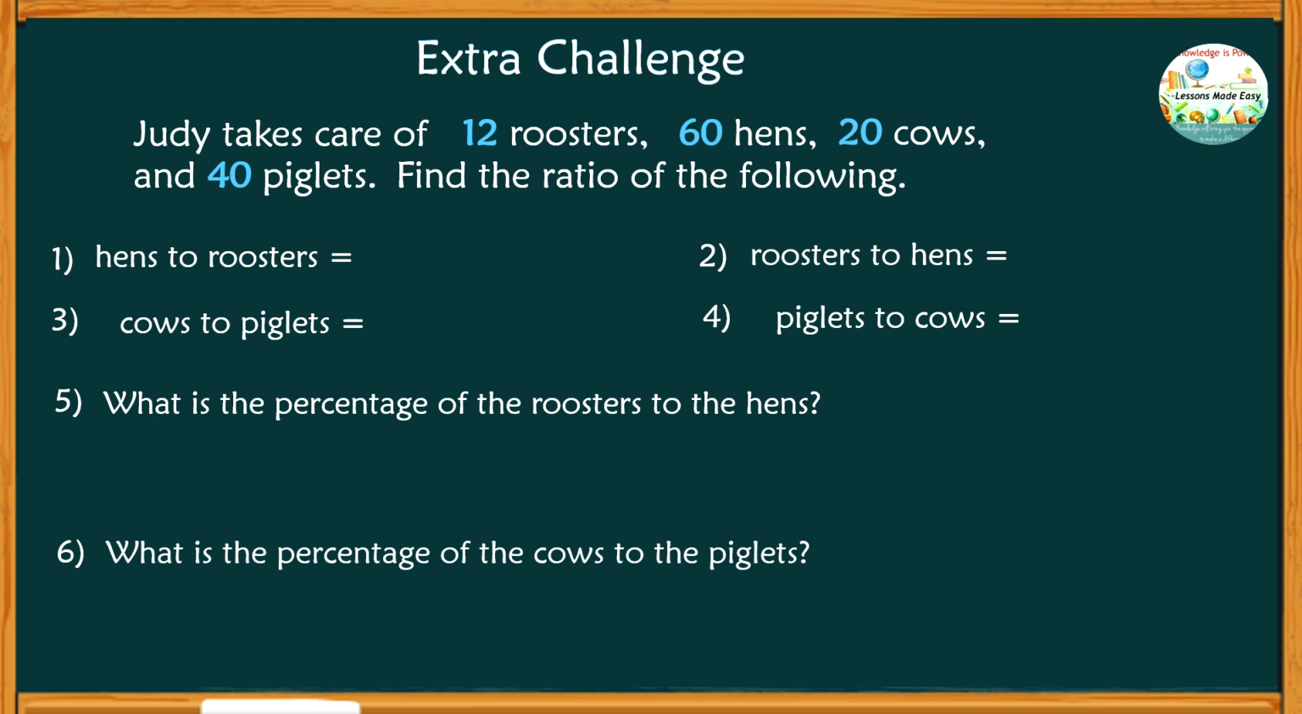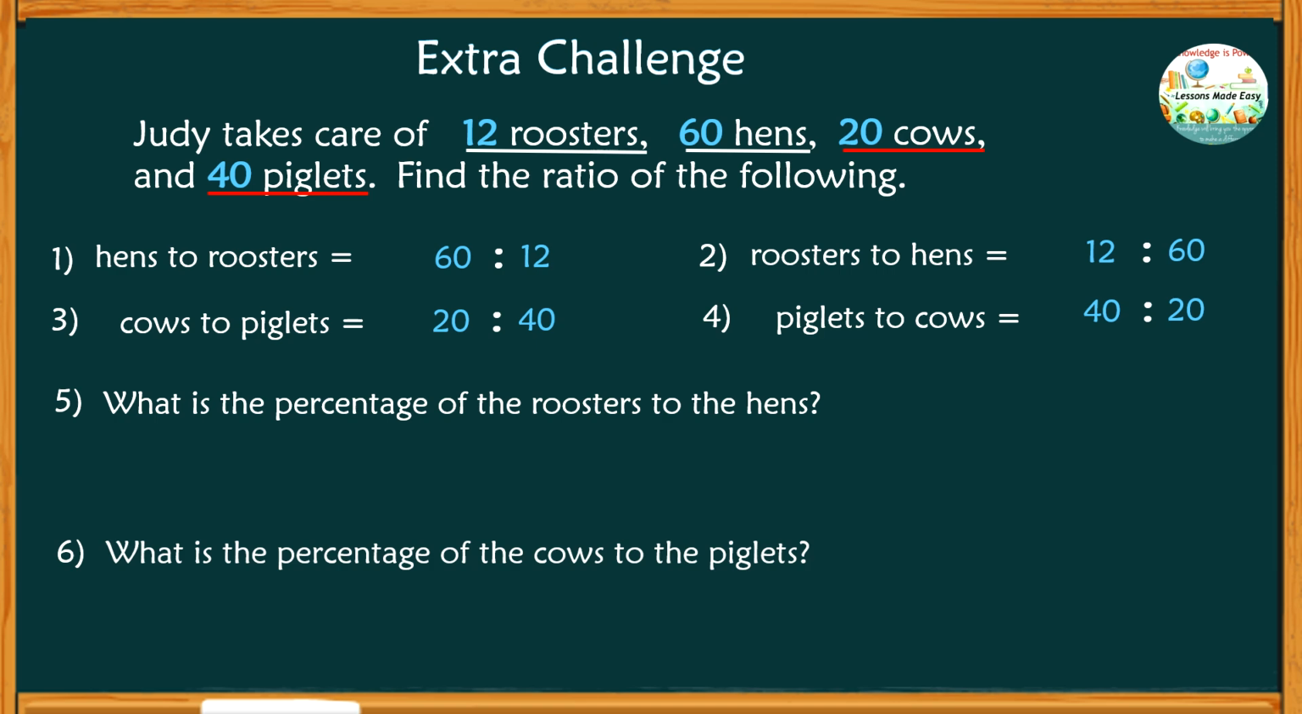Let's start with the ratio of hens to roosters. There are 60 hens and 12 roosters, so the ratio is 60:12. With the same information, the ratio of roosters to hens is 12:60. Let's continue. There are 20 cows and 40 piglets. The ratio of cows to piglets is 20:40, and therefore the ratio of piglets to cows is just the reverse, which is 40:20.